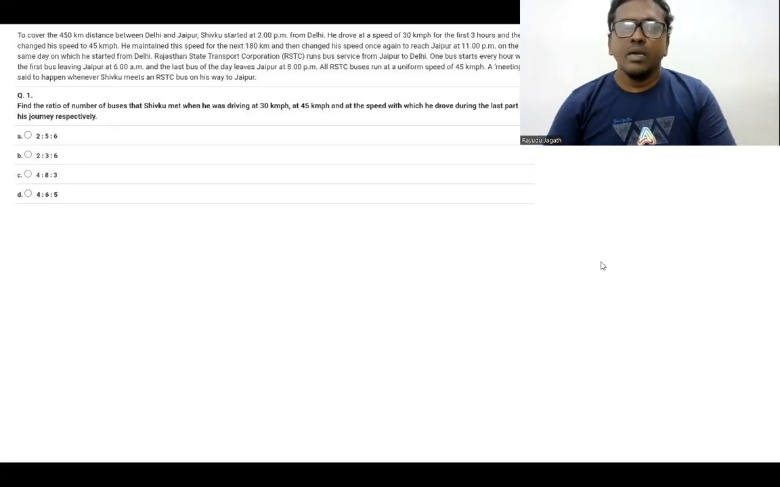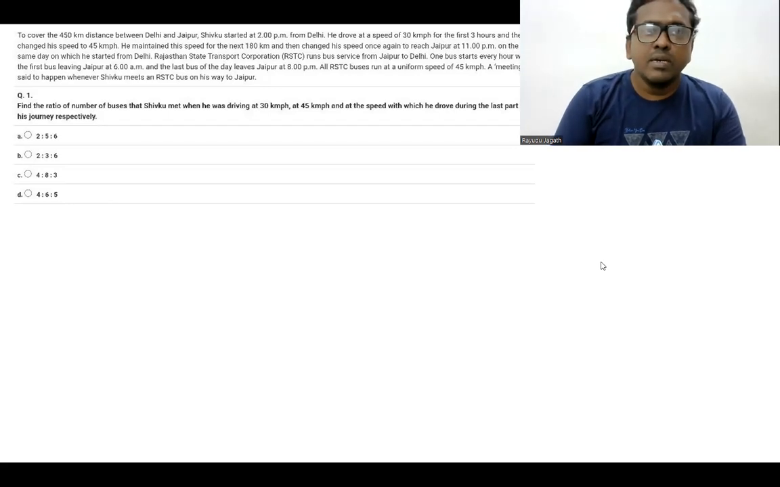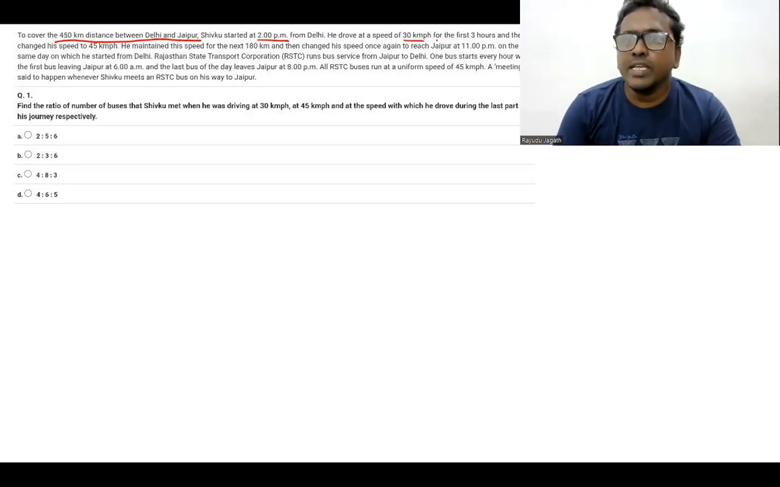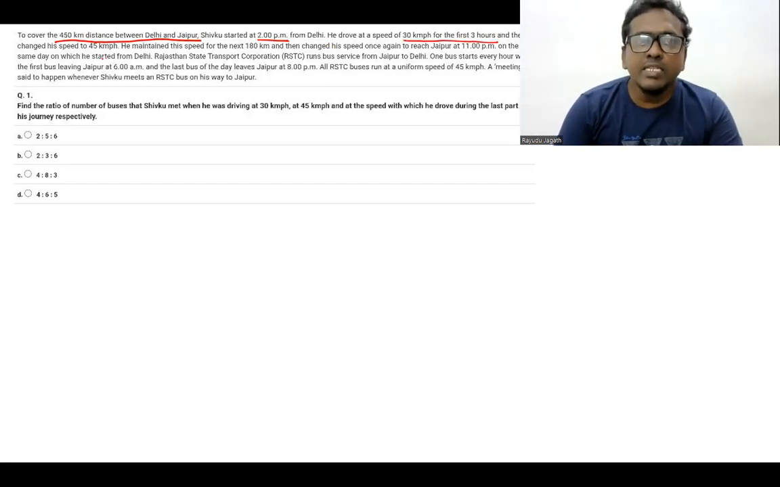This is the question. To cover 450 kilometers distance between Delhi and Jaipur, Shiva started at 2 p.m. from Delhi. He drove at a speed of 30 km per hour for the first 3 hours and then changed his speed to 45 km per hour. He maintained the speed for the next 180 kilometers. Then changed his speed once again to reach Jaipur at 11 p.m. on the same day on which he started from Delhi.